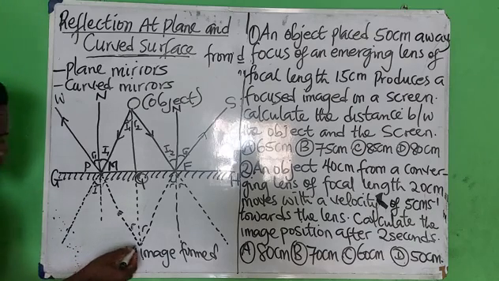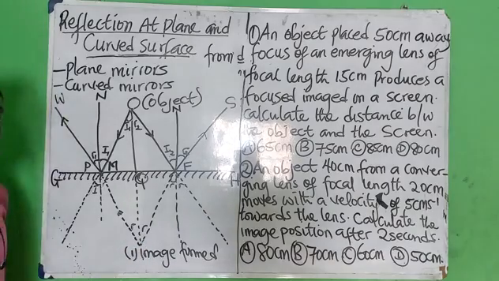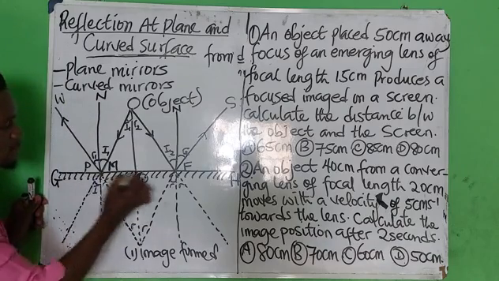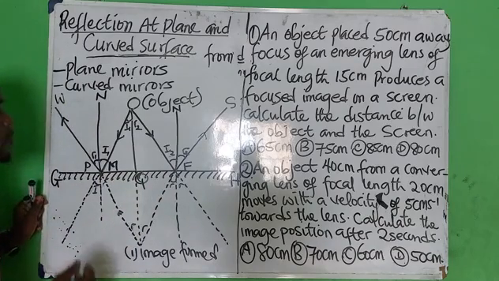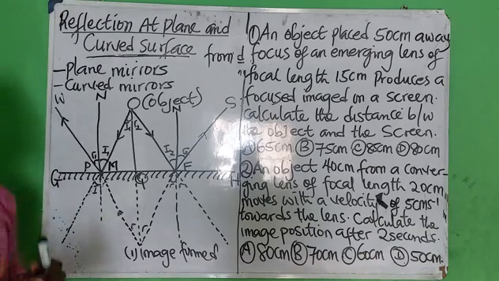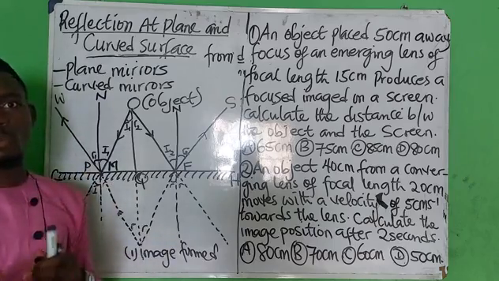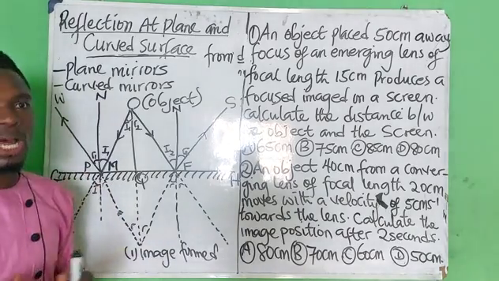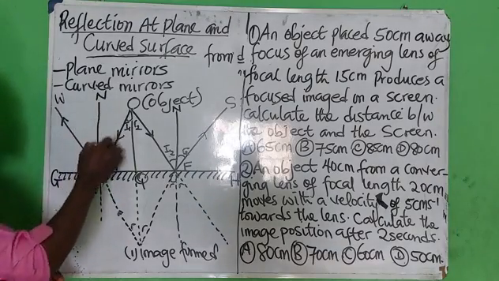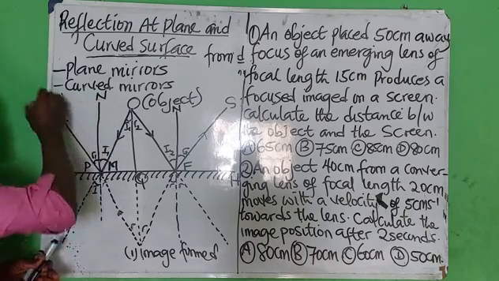Please, at point I, this very region, this is where the image is formed by the plane mirror. You also agree with me that based on the law of reflection, which states that the angle of incidence equals the angle of reflection, and they are measured to the normal. Angle of incidence to the normal equals the angle of reflection.